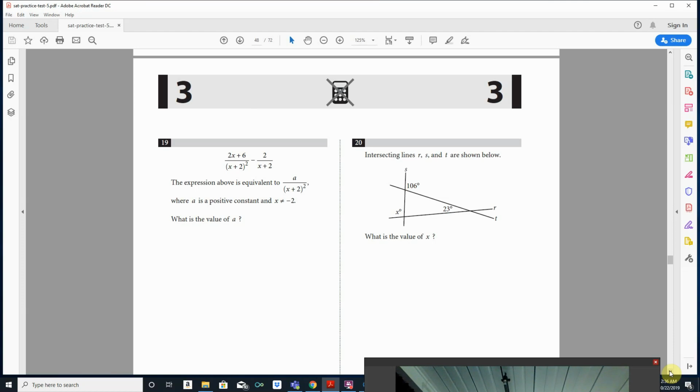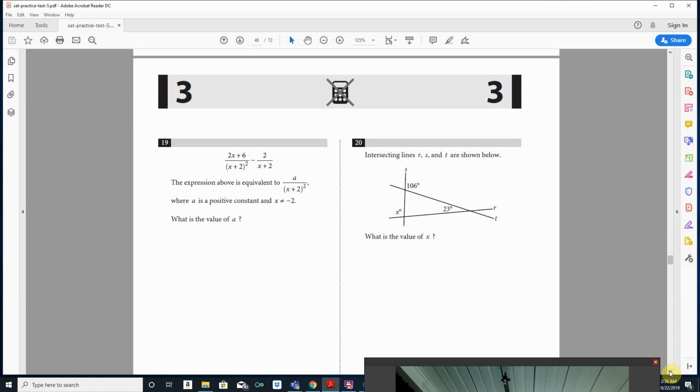Okay, 20. Intersecting lines R, S, and T are shown below. 106 degrees. Okay, so fine. So then we end up with, this is 23 degrees.